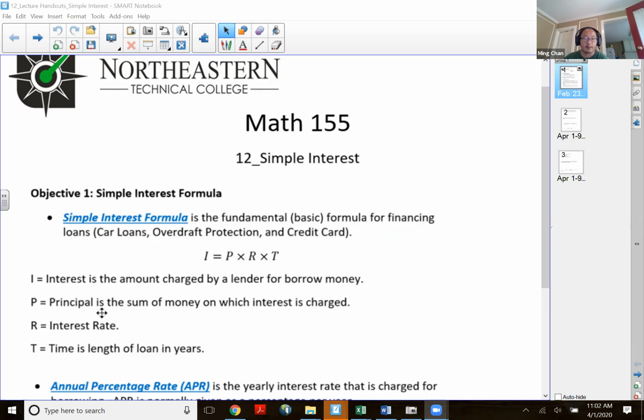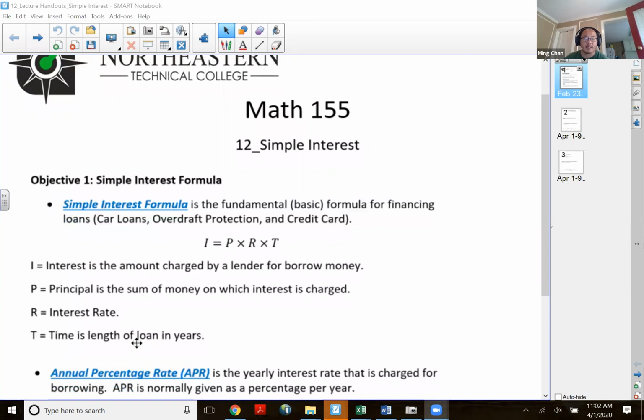P stands for principal, the amount of money. It is the sum of money on which the interest is being charged, or the money you borrow. R is the interest rate. T is time, and it has to be in years. That's very, very important: the time has to be in years.